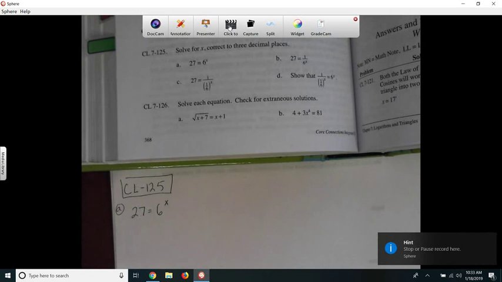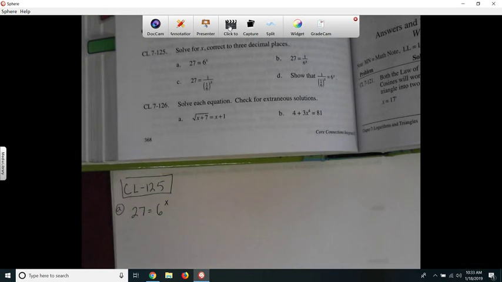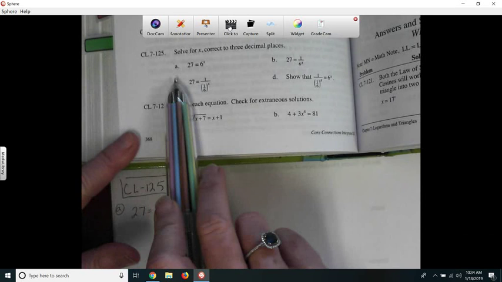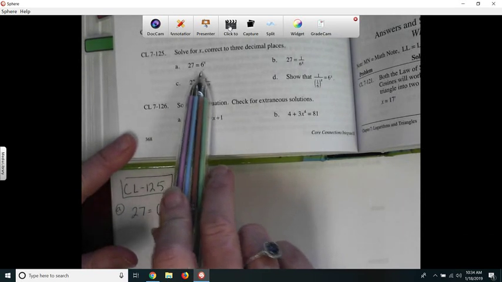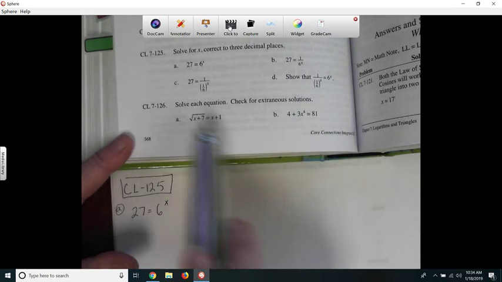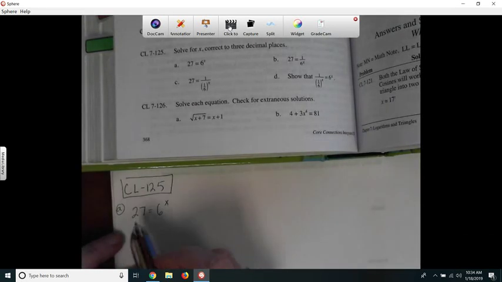This is CL125. This has 4 problems here. And so I noticed there's some similarities between the problems. So I'm going to just walk you through these. This is how I would solve this one.